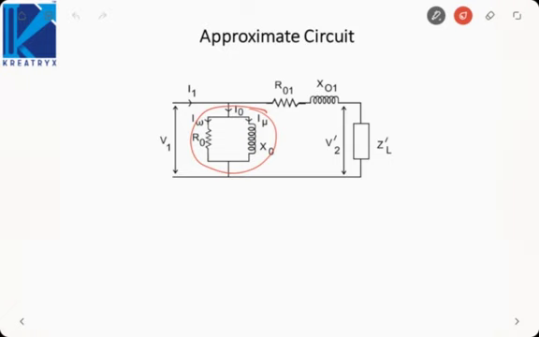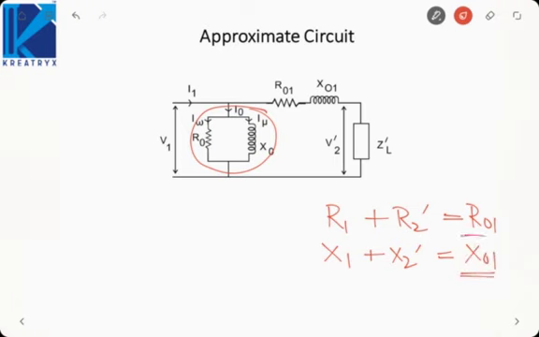Okay. And then this resistance R1 and R2 dash will be in series, and X1 and X2 dash will also be in series. This will be R01, this will be X01. So now to simplify the circuit, it is very easy. Since we know the voltage V1, we can find I0, and voltage V1 is applied across this combination also. So it is quite easy to solve.